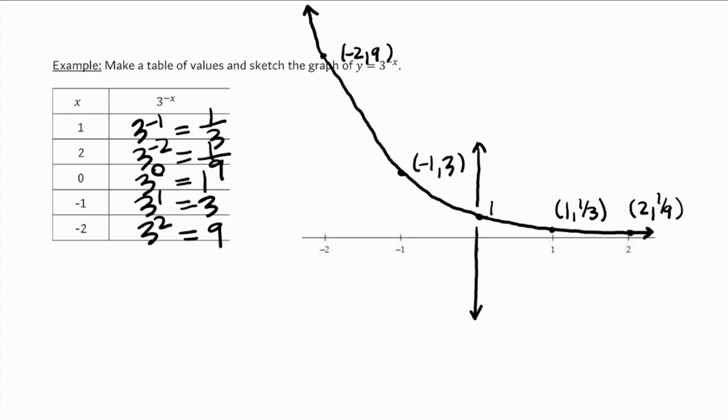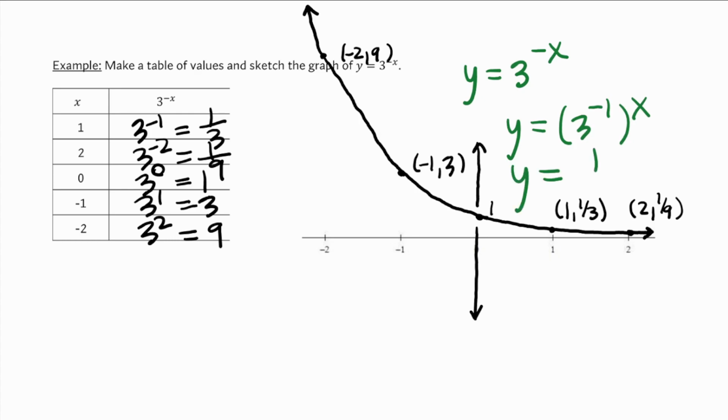But I could also do a little bit of work on the exponents and say, okay, well, y is equal to 3 to the negative x. And say, well, negative x, that's negative 1 times x. And I could say, well, that's the same as 3 to the negative 1 to the x power. We know what 3 to the negative 1 is. That's 1/3. So this function, 3 to the negative x, is the exact same thing as 1/3 to the x. So that's why it has a similar graph to y equals 1/2 to the x.